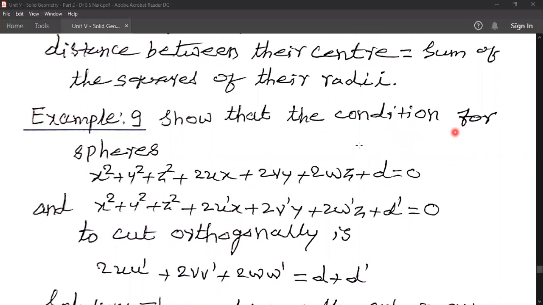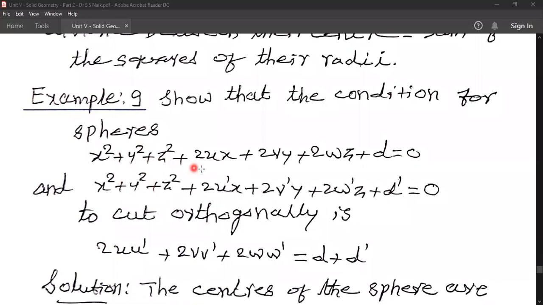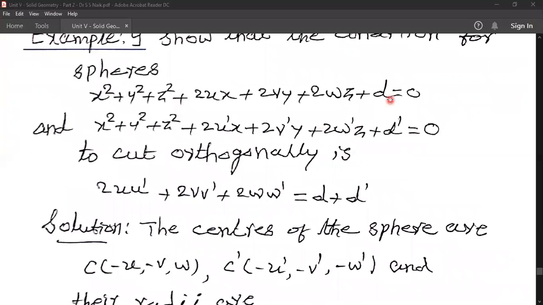Show that the condition for the spheres, you are given two spheres, x square plus y square plus z square plus 2ux plus 2vy plus 2wz plus d equal to 0, and x square plus y square plus z square plus 2u dash x plus 2v dash y plus 2w dash z plus d dash is equal to 0, to cut orthogonally is 2uu dash plus 2vv dash plus 2ww dash is equal to d plus d dash. You will have to prove this value.